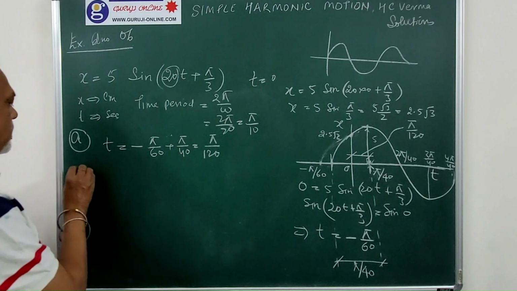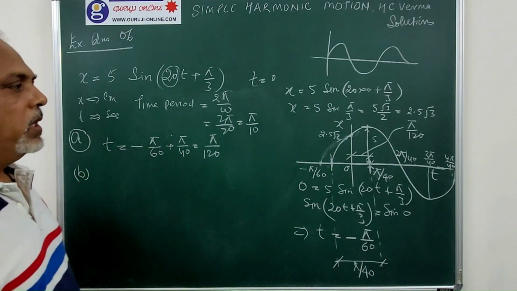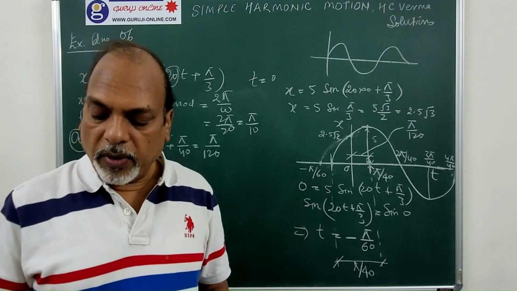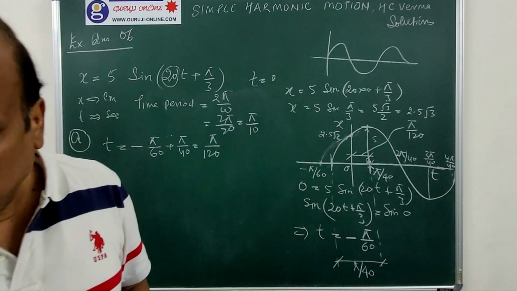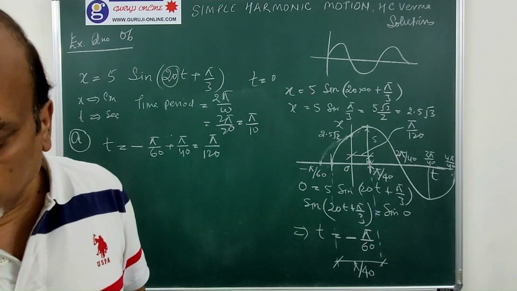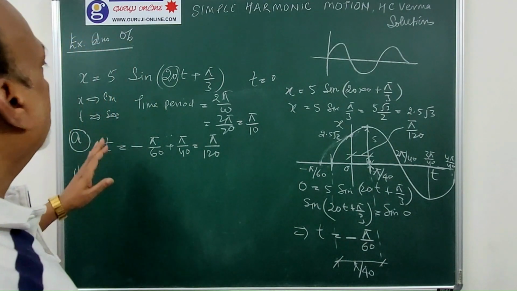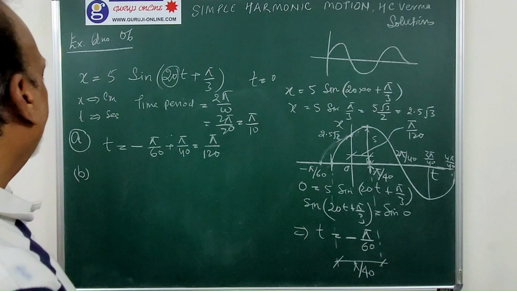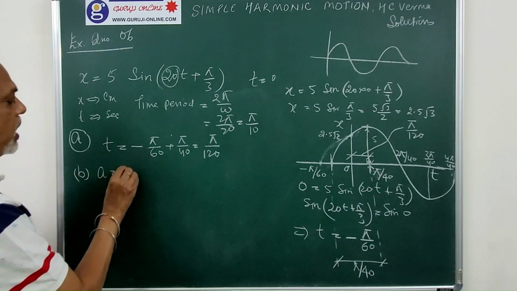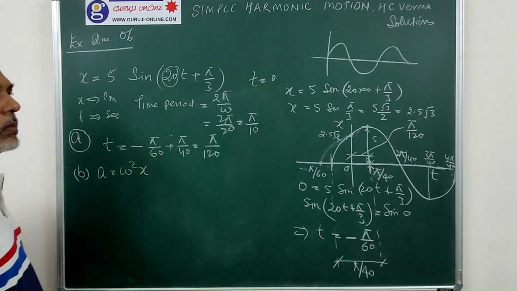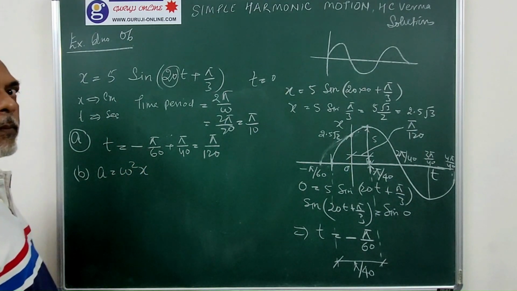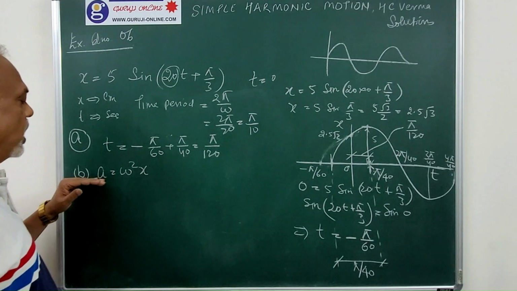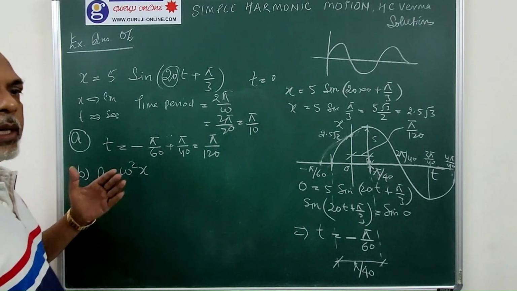Now, next part. What is the next part? It is saying when the particle will first have zero acceleration. When will it have zero acceleration? Acceleration is basically omega square x, correct? So when x is 0, your acceleration will be 0.